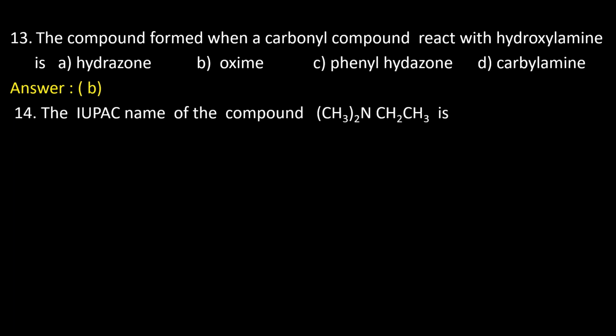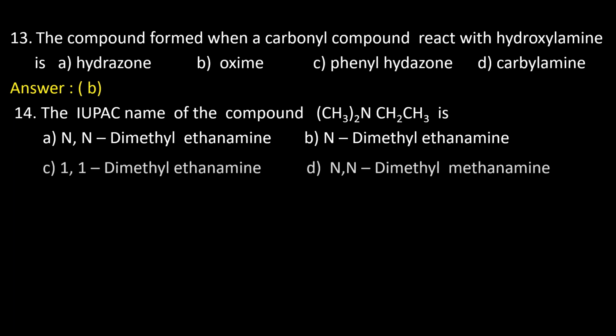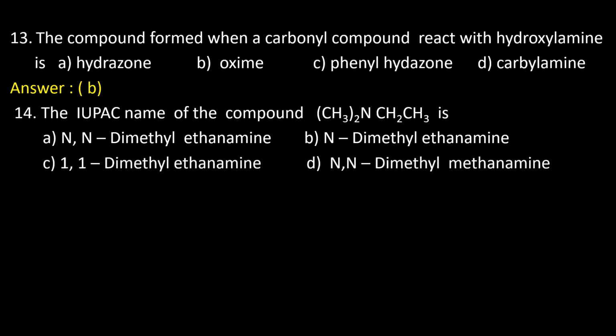Question number 14. The IUPAC name of the compound (CH3)2N-CH2CH3. A. N,N-dimethylethanamine, B. N-dimethylethanamine, C. 1,1-dimethylethanamine, D. N,N-dimethylmethanamine. Dear friends, the compound contains two methyl groups and one ethyl group attached to nitrogen. It is a tertiary amine. So here the correct name is the option A, that is N,N-dimethylethanamine.